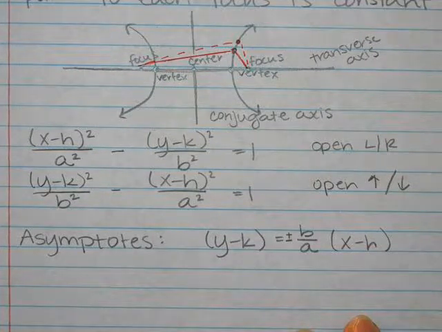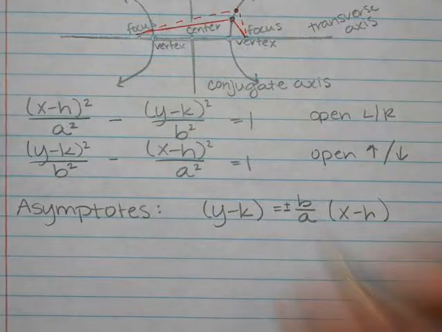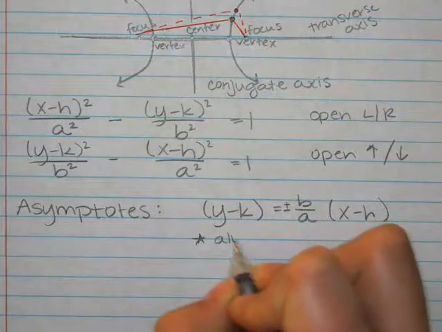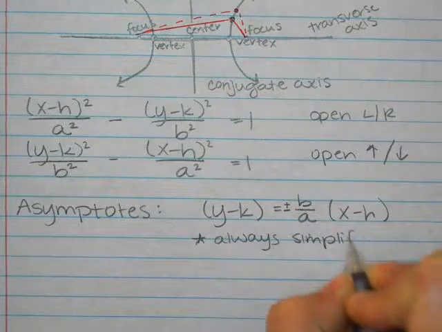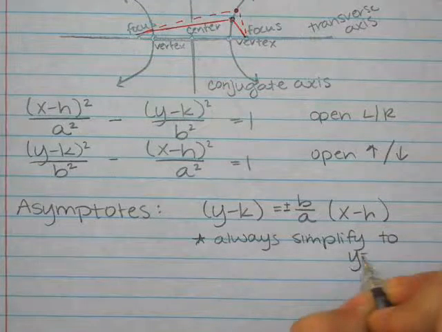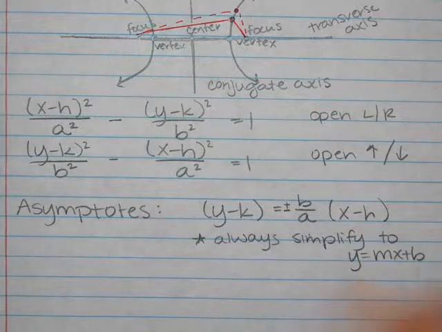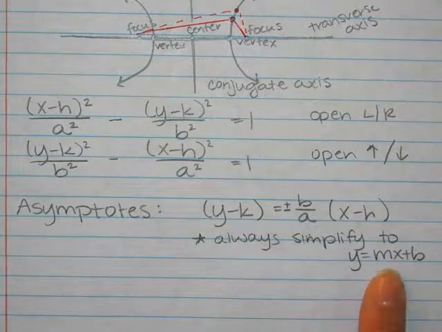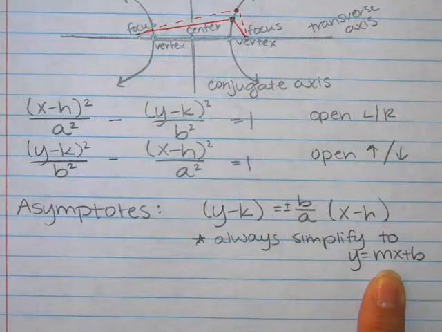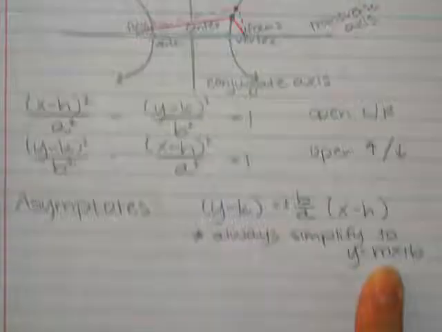All right, and you're going to write a little note to yourself: always simplify to y equals mx plus b. So you can see that the formula that we're going to use does not give you the problem in y equals mx plus b, and you're going to have to simplify it to make it look like that. Okay, so now we're going to go ahead and do an example problem.